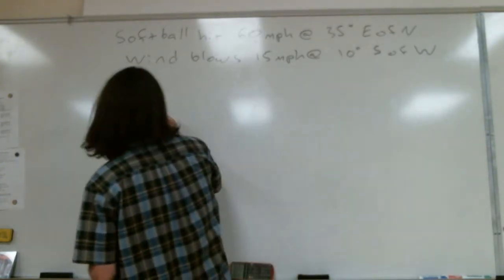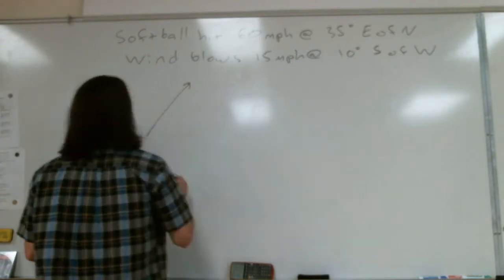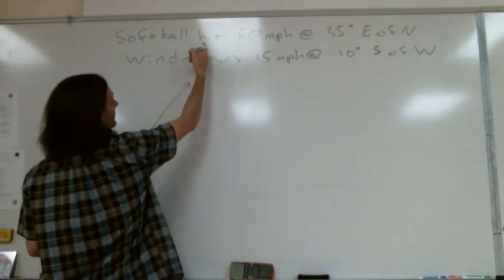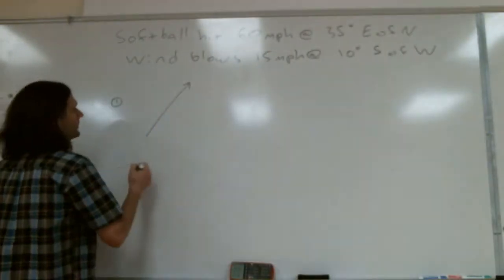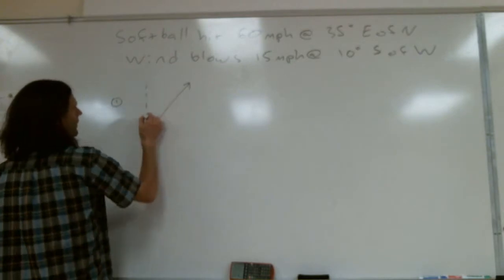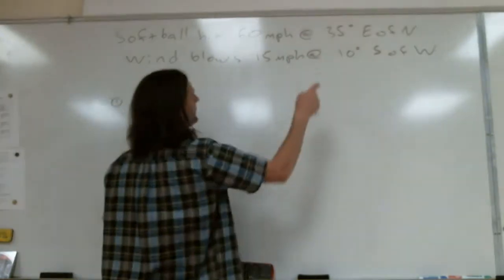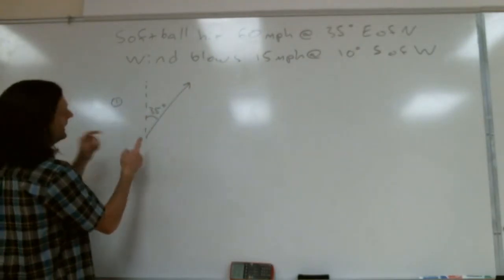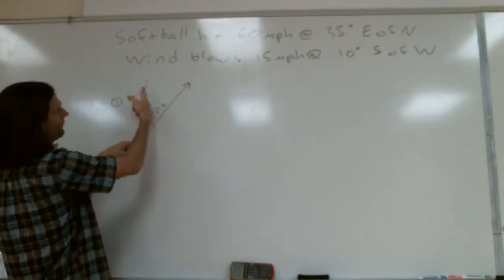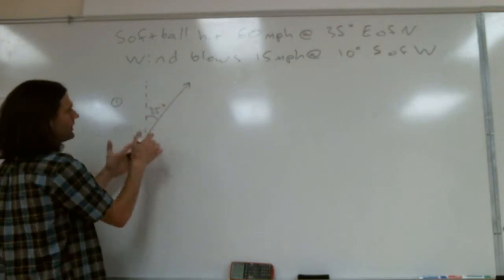I don't know, it might look something like this. So this is what I'm going to call vector 1, the softball itself. It went 35 degrees east of north. That second letter N tells you that we're going to go from north 35 degrees.